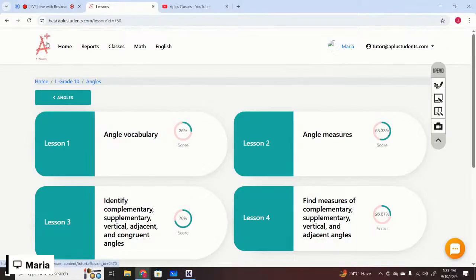Okay, the next lesson will be covered in the next session, right? Because we are left with only 2 minutes. So we were working on grade 10 math. The chapter we were working on is angles. The lessons we have covered today are angle vocabulary, angle measures, and identifying supplementary, complementary, vertical, adjacent, and congruent angles. Please make sure that before the next session you complete all the practice questions for the lessons we just did. That is your homework until the next session.